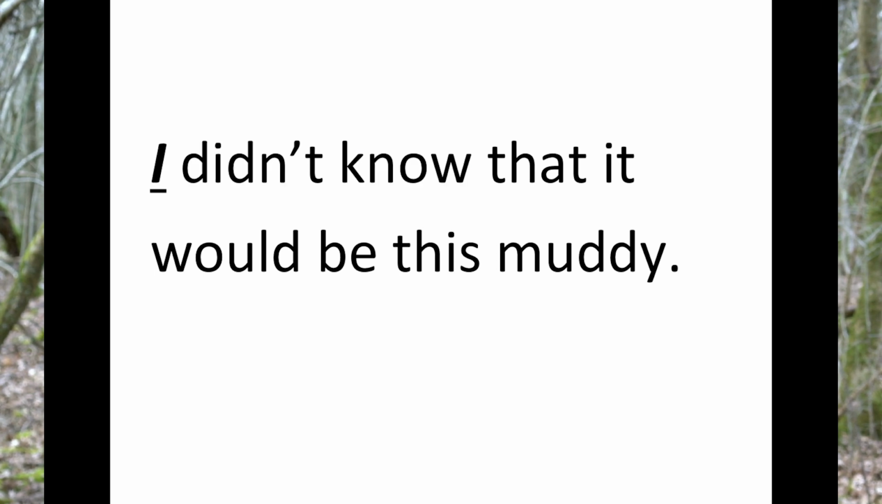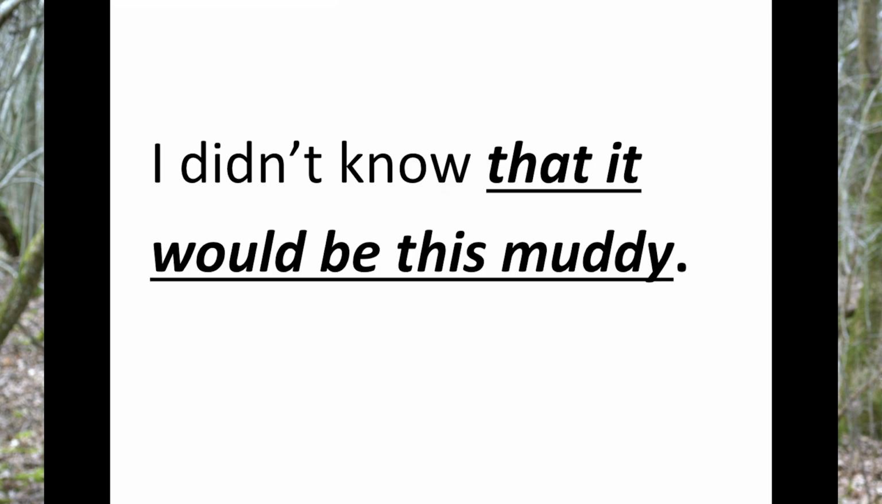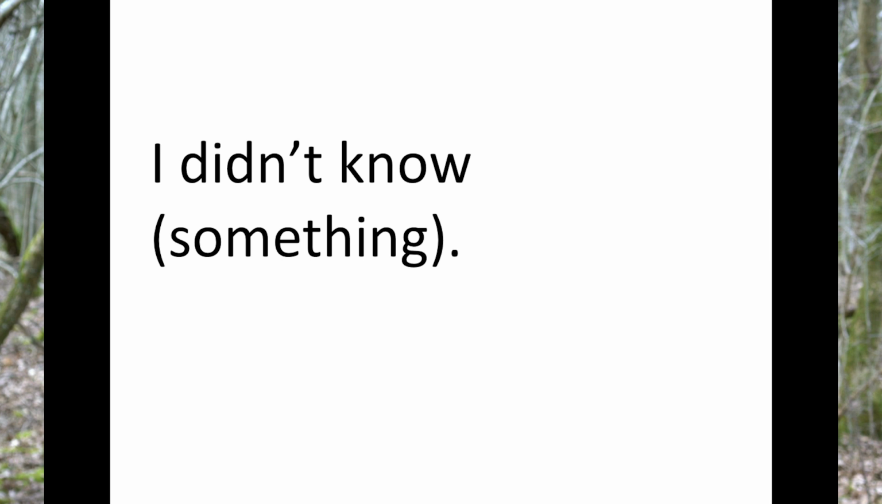Didn't know. Who or what didn't know? I didn't know. Who or what didn't I know? So asking for the object. Who or what didn't I know? That it would be this muddy. So the second clause, that it would be this muddy, is actually the object within our first clause. I didn't know something. I didn't know that it would be this muddy. In this case, an entire clause is the object within a main clause, and this is what we call an object complement clause.